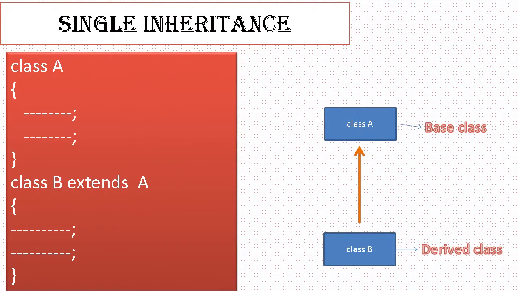Now we'll see different types of inheritance. Single inheritance: when there is only one base class and one derived class, then this type of inheritance is known as single inheritance. As you can see in this diagram, there is only one derived class, class B, which inherits properties from a single base class, that is class A.